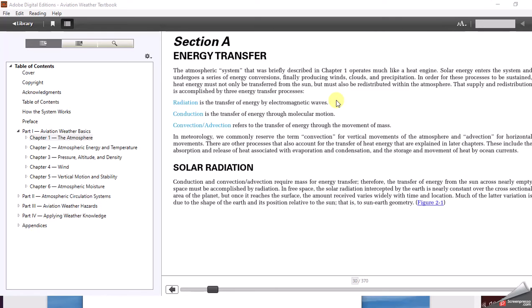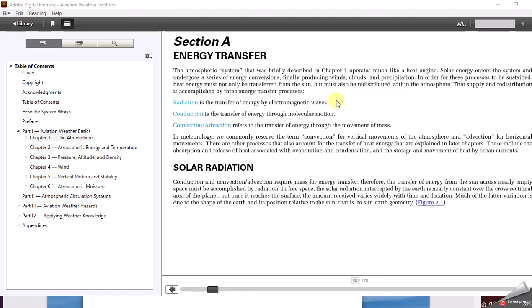There's conduction. Have you ever touched a really cold block of ice? Your fingers get real cold real fast and you move them away. That's conduction. It's just a transfer of energy when two surfaces touch each other. Take your plane. If you touch the wings, you're transferring energy between your fingers and the wings. There's conduction going on. There's another form of energy transfer called convection, and another one called advection.